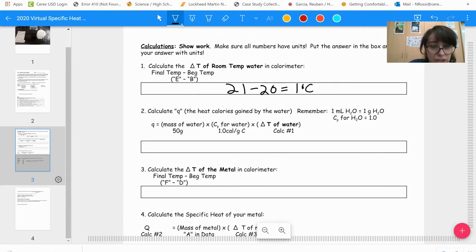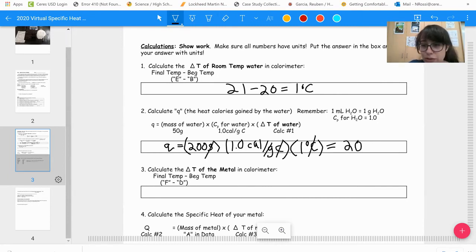So a lot of our practice calculations have involved us using joules divided by grams times Celsius, but in this case, we're going to use calories. So we're going to use 200 grams because that is how much water I placed in the calorimeter. So 1 ml is equal to 1 gram, so I put in 200 ml, so 200 grams. And we have the specific heat of 1 calorie per gram times Celsius. We also have the change in temperature of 1 degree Celsius, and that comes from our calculation in problem 1. So it should be 200 times 1 times 1. Our Celsius cancel out. Grams are going to cancel out, so we'll be left with 200 calories.